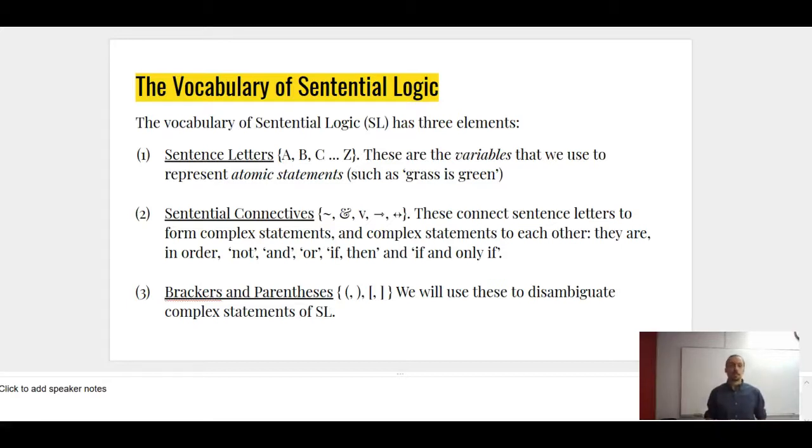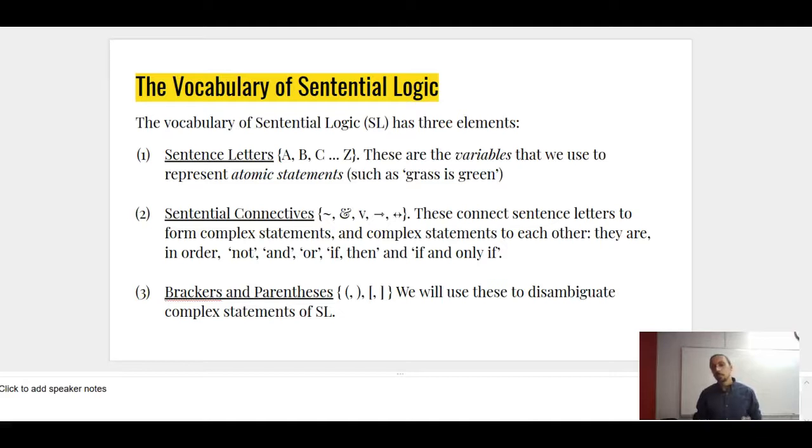First element, sentence letters. We're going to use uppercase letters, A, B, C through Z. And these are the variables that we're going to use to represent atomic statements, such as grass is green. Now, an atomic statement is a statement capable of being true or false exclusively. It's not an opinion, an argument, an interjection, an order. A statement is something about the world that can be said to be true or false. Even if it's an opinion, that's fine. If I say Radiohead is the greatest band ever, you can say that's not true. But if you're able to say, hey, that's not true, well, then you made a statement. So it's capable of being either true or false.